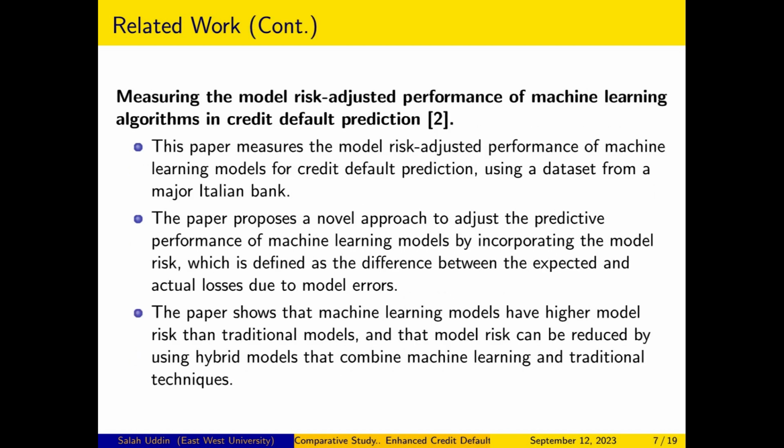This paper measures the model risk-adjusted performance of machine learning models for credit default prediction, using a dataset from a major Italian bank. The paper proposes a novel approach to adjust the predictive performance of machine learning models by incorporating the model risk, which is defined as the difference between the expected and actual losses due to model errors. The paper shows that machine learning models have higher model risk than traditional models, and that model risk can be reduced by using hybrid models that combine machine learning and traditional techniques.